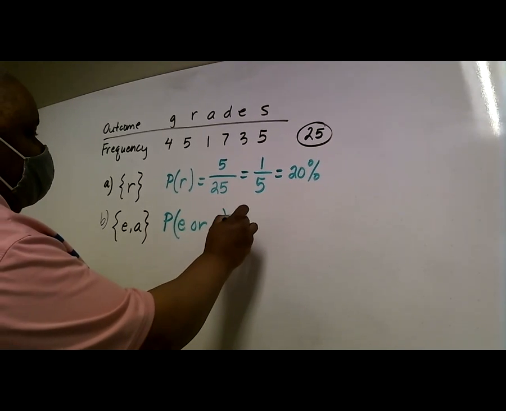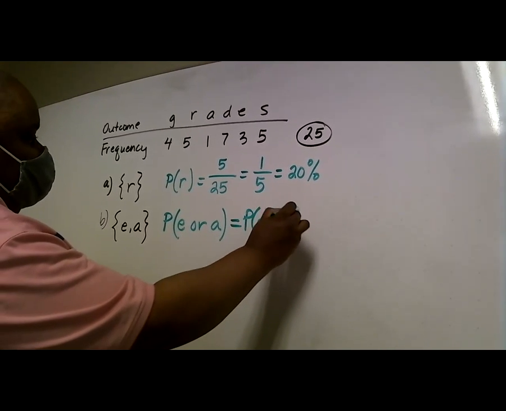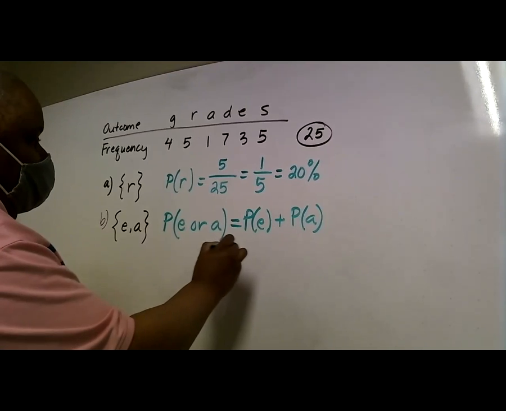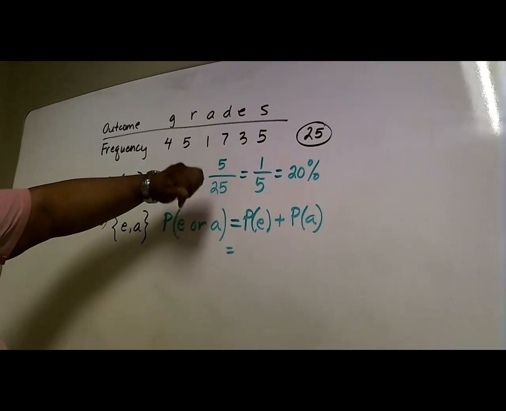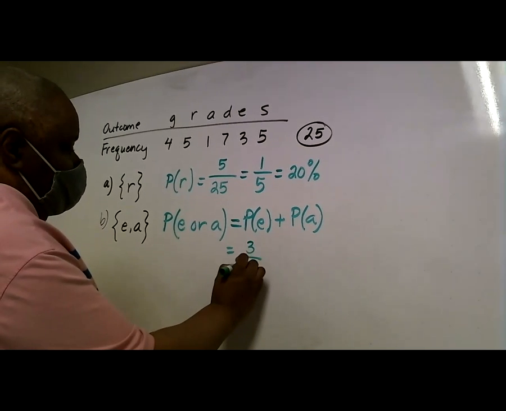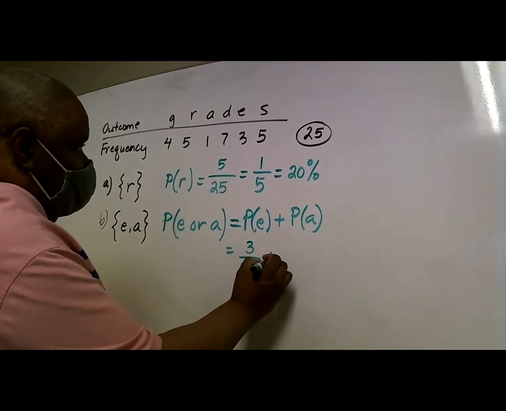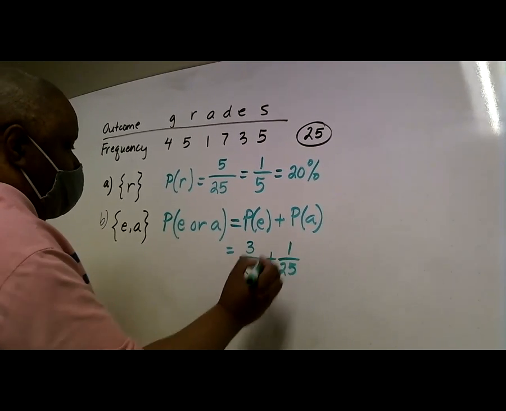And basically what this means here is this: we just add the 2 probabilities here. The probability of pulling an E out of the bag and adding to it the probability of getting an A out of the bag. All right, how many times the E was selected? Well, what's the frequency for the E? 3 out of 25. And what's the frequency for pulling an A? 1 out of 25.